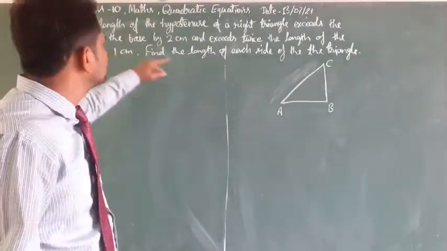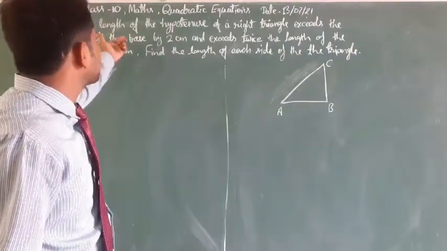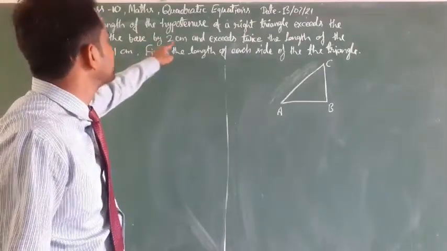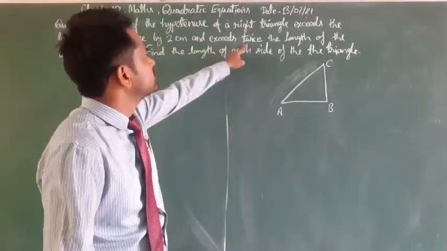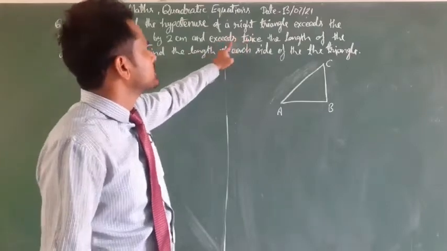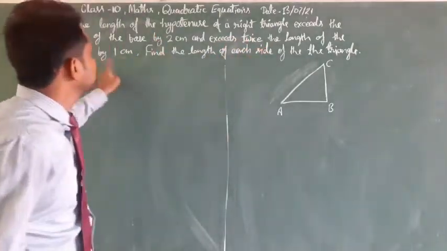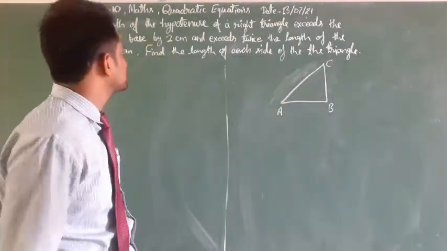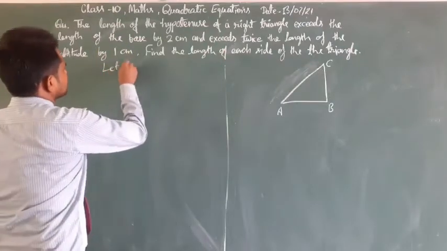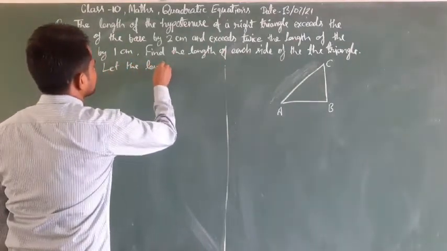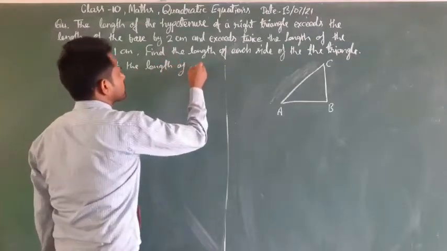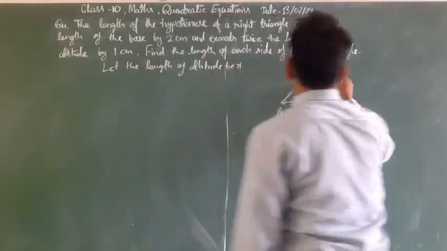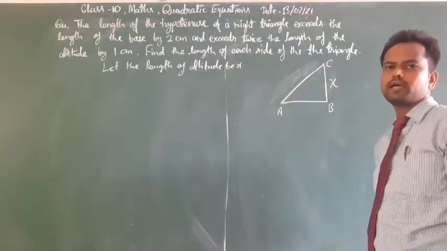Problem based on mensuration. The length of the hypotenuse of a right triangle exceeds the length of the base by 2 cm, and the length of the hypotenuse exceeds twice the length of the altitude by 1 cm. Find the length of each side of the triangle. So first you have to let the length of altitude be x, that is BC is equal to x.